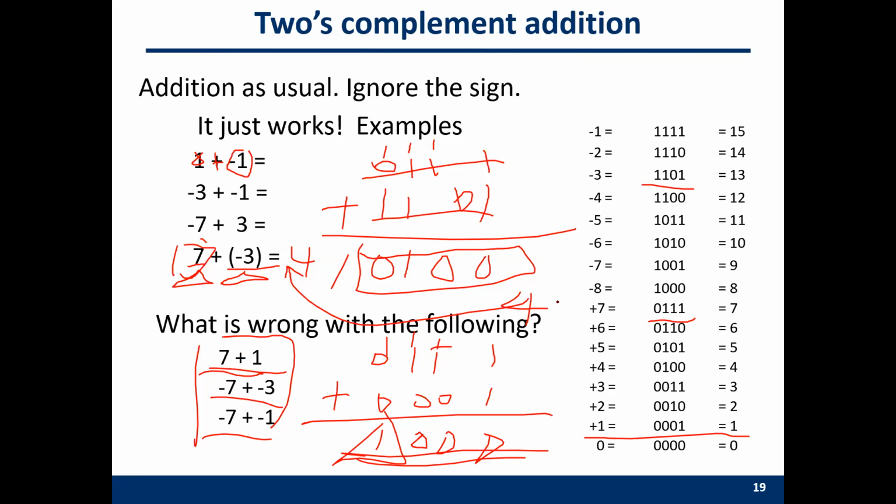And you can see the previous addition we do. This signed bit is a 0. So this is a positive 4. And it seems that this is a negative 8. Which is wrong.